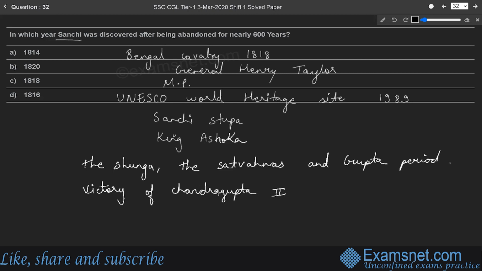So for this question, the correct answer will be 1818 because Sanchi was rediscovered after 600 years by the Bengal cavalry of the Britishers in the year 1818. So for this question, the correct option will be option C. I hope you are clear with this question and I hope you have enough information regarding this question.